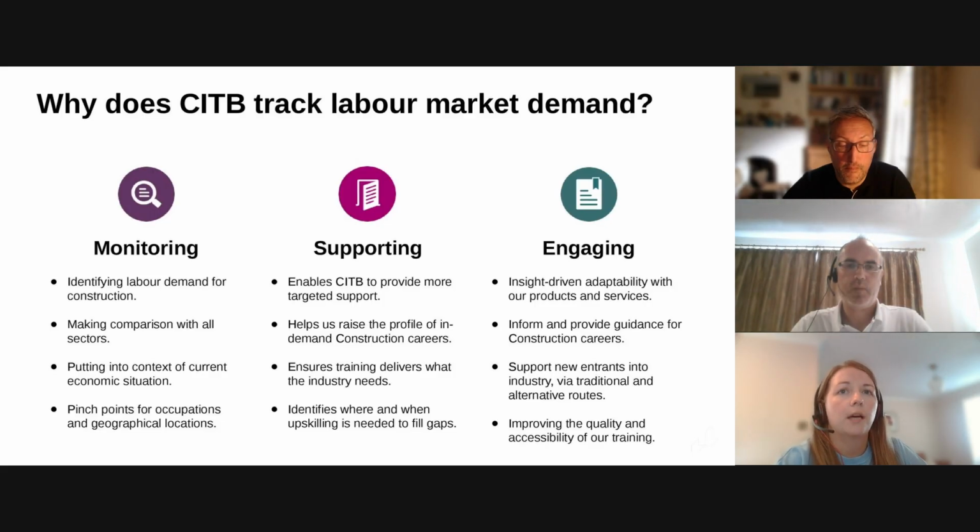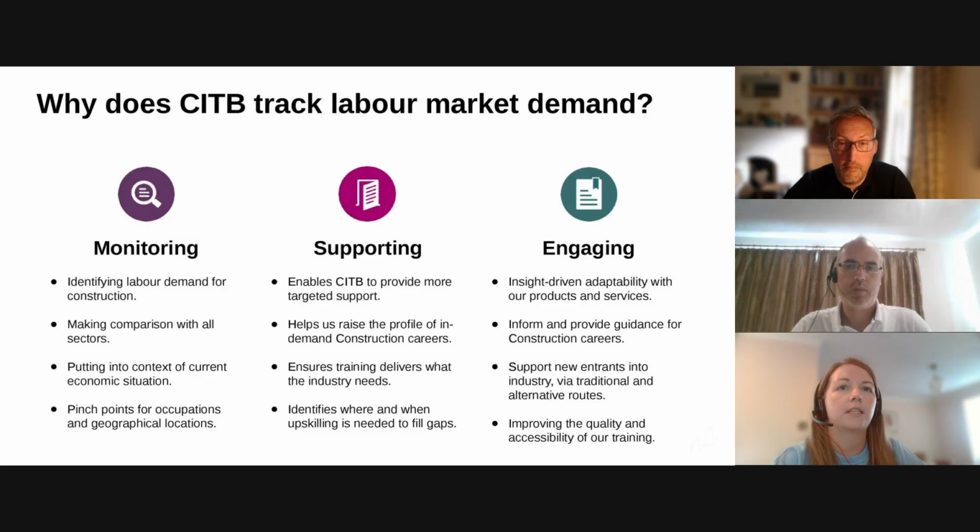This could form part of CITB's thinking in its strategic and business planning. The targeted support could be awareness raising for high demand construction roles, improving the provision and incentivising of certain training courses to upskill and fill the gaps. It's also been used in engaging.